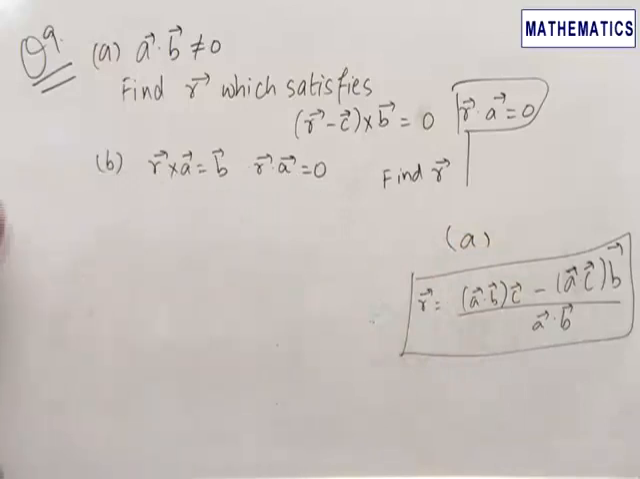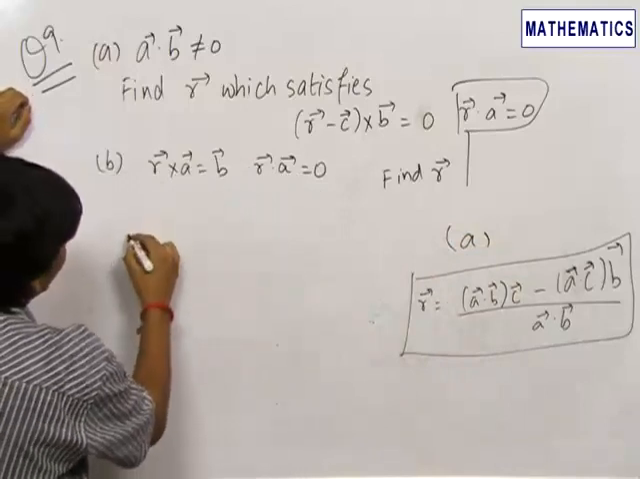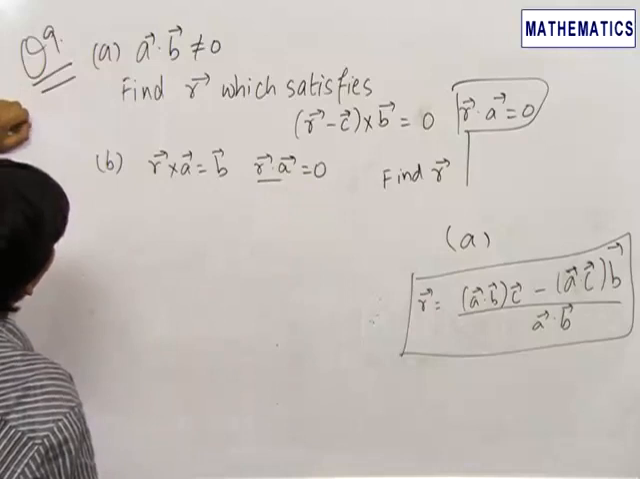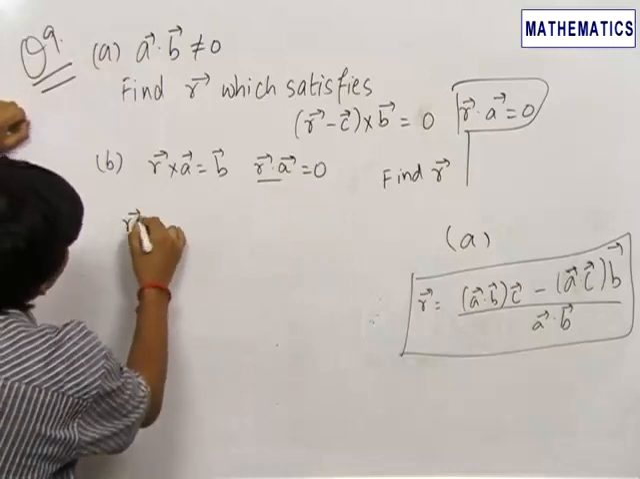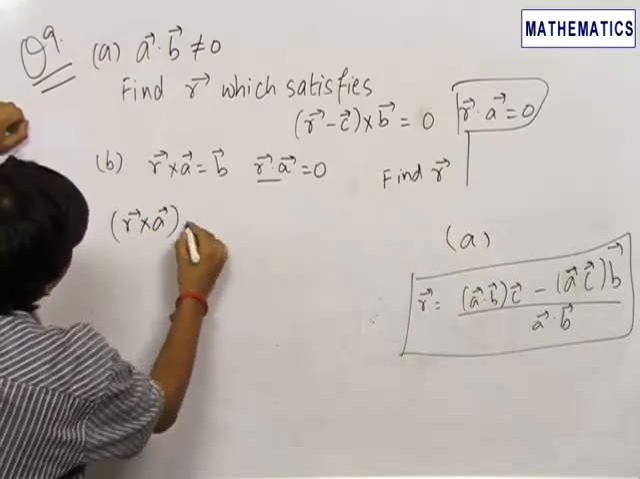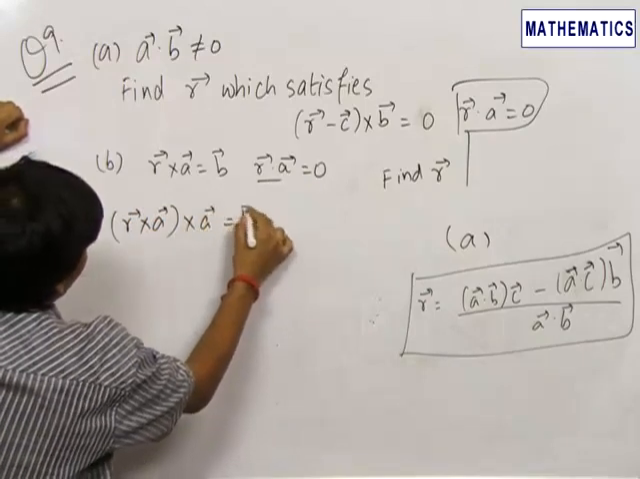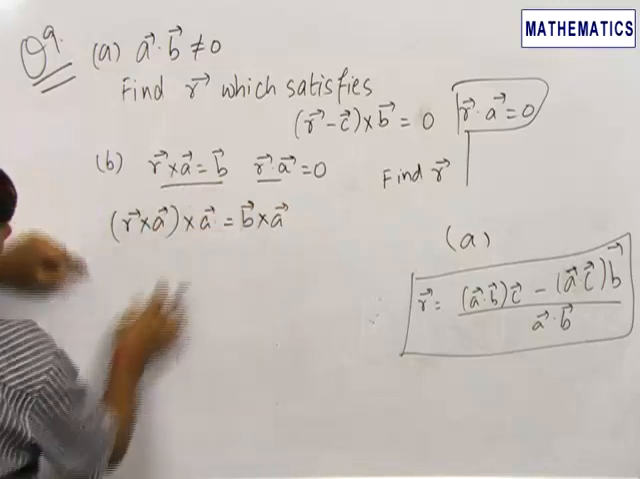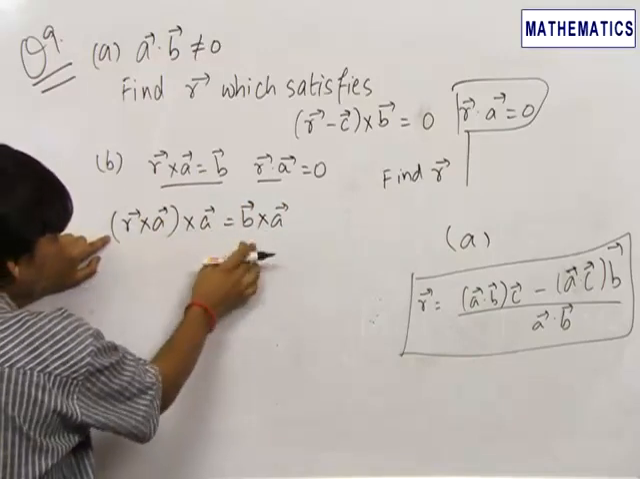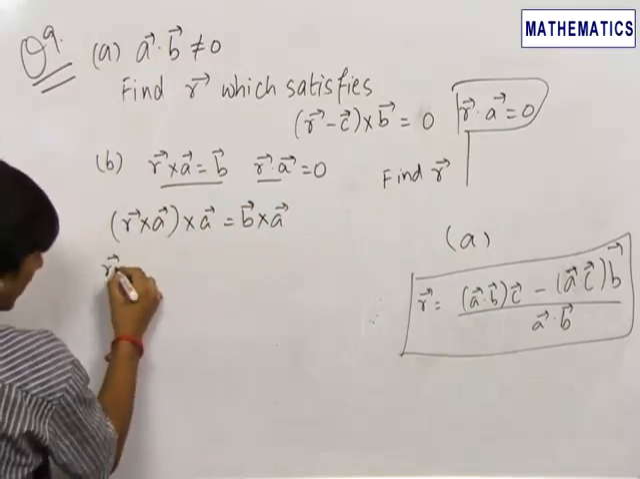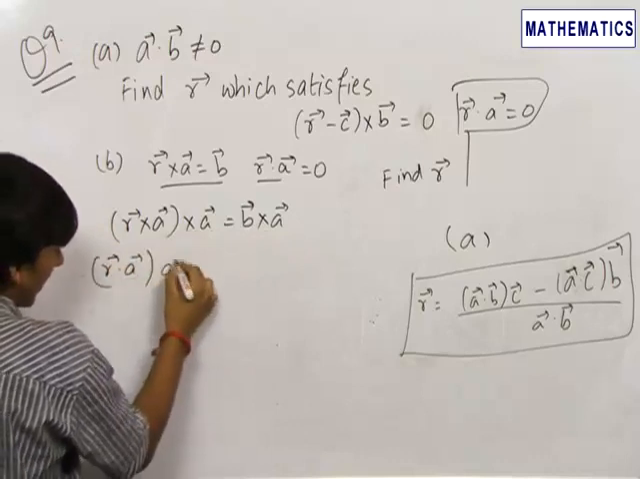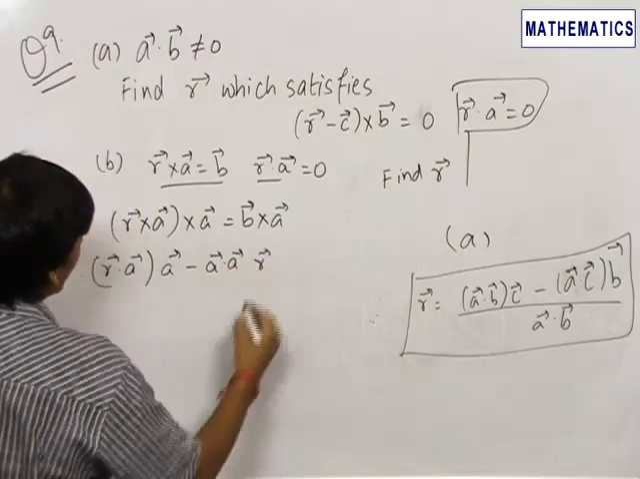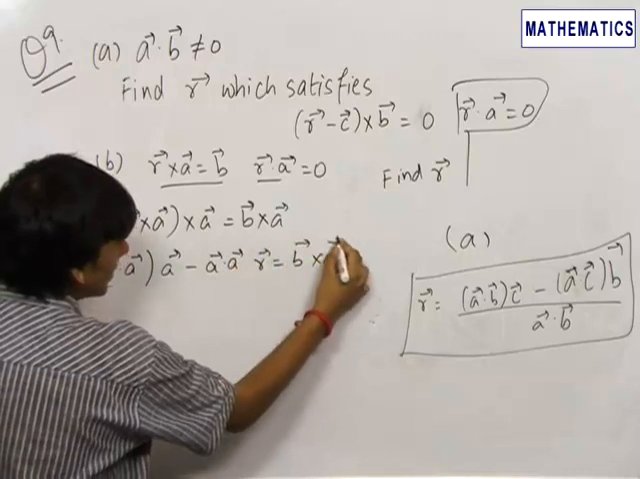In the B part we have R vector cross A vector is equal to B vector and we have been given R dot A is equal to 0. Now to solve this question, let us take cross product by A vector on both sides. This is equal to B vector cross A vector. We have taken cross product by A on both sides for this equation. This will give us R cross A cross A is equal to B cross A. This can be written as R vector dot A vector times A vector minus A vector dot A vector times R vector is equal to B vector cross A vector.